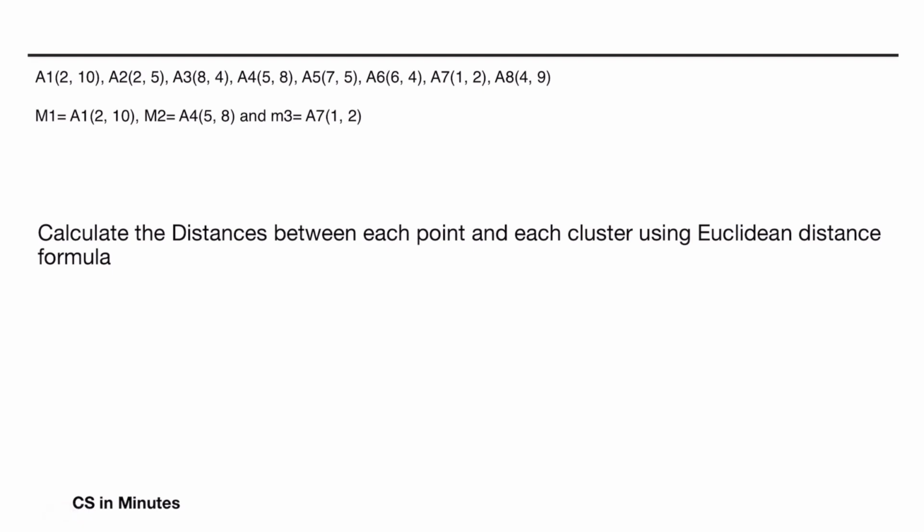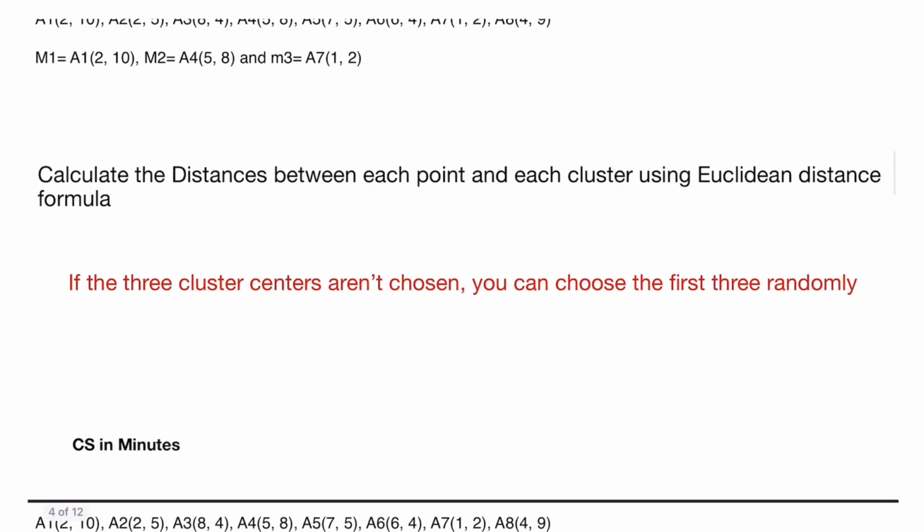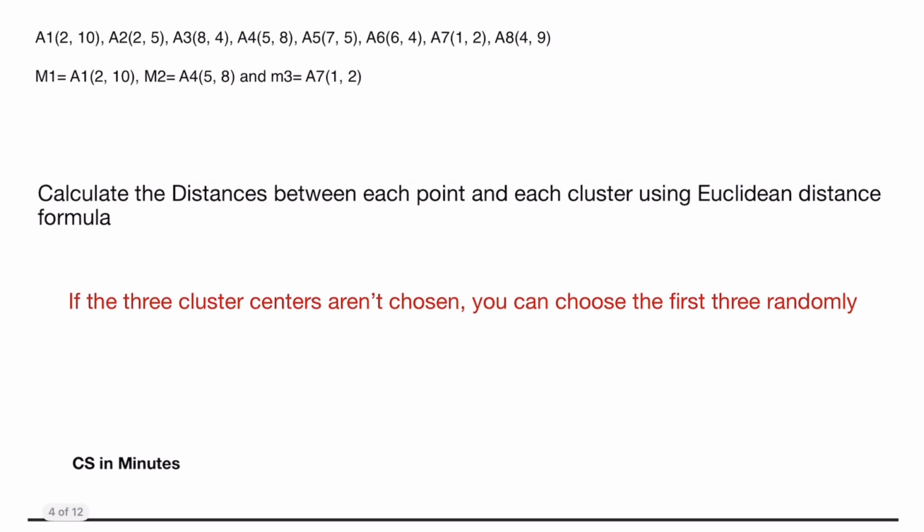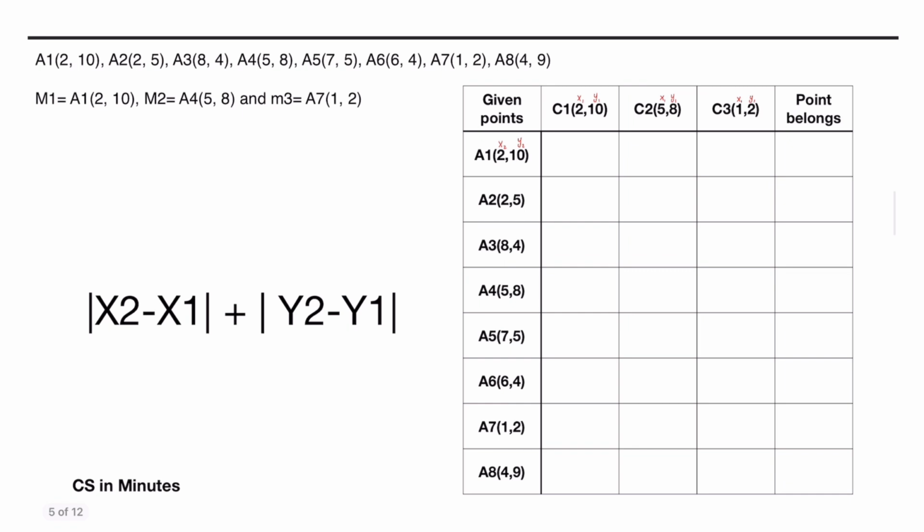Calculate the distance between each point and each cluster using the Euclidean distance formula. If the three cluster centers aren't chosen, you can choose the first three randomly. We mean these centers. If they are not chosen, choose any of them randomly. We will be using this formula.